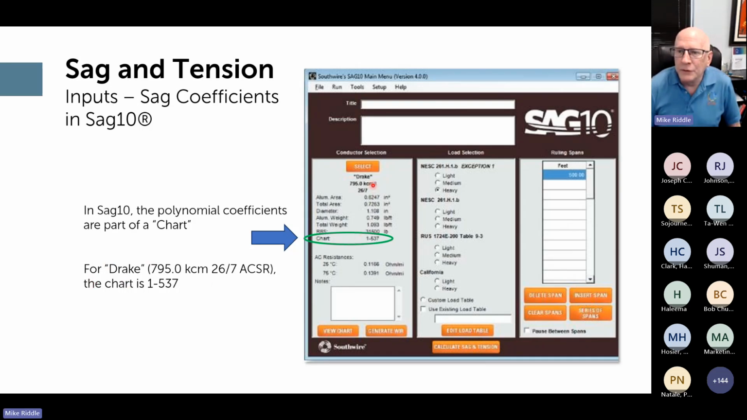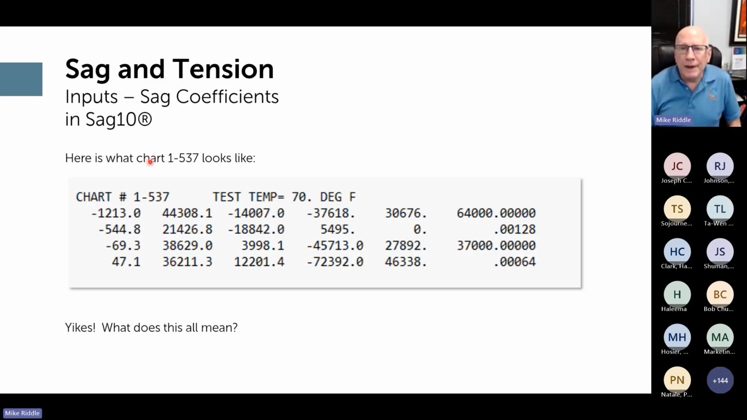Here they've entered Drake, which is a common ACSR, and its chart number is 1-537. If you go find that chart, this is what it looks like. It appears kind of simple, just a bunch of numbers in a text file. But what does all this mean?